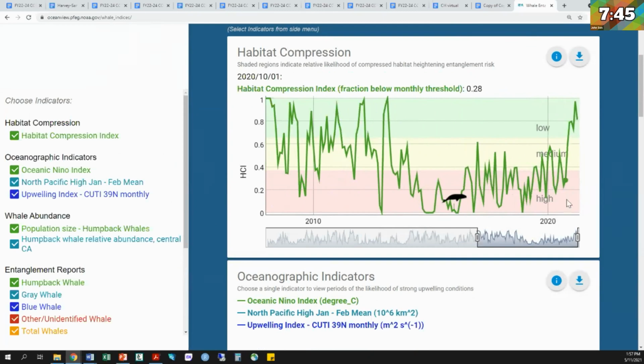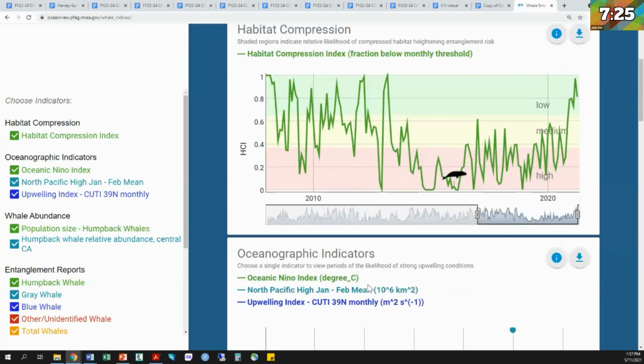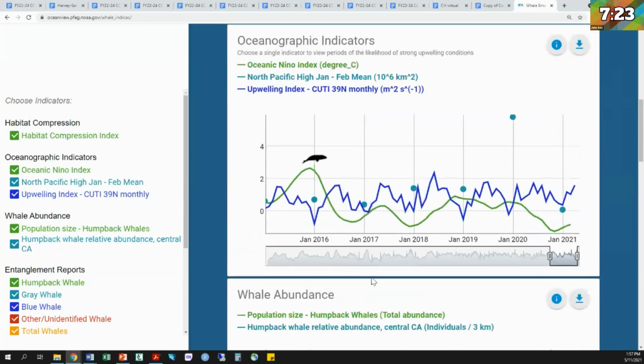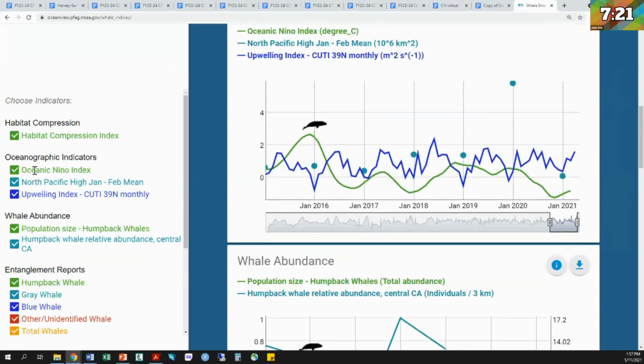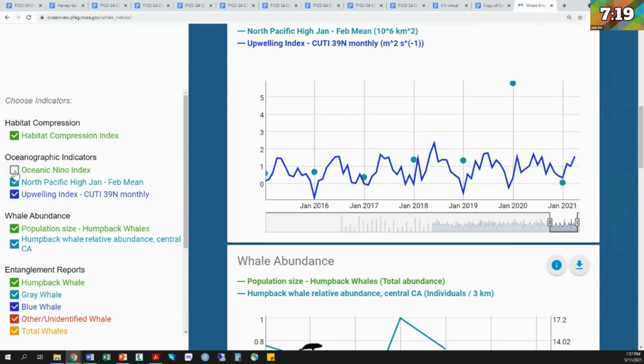If you're in this red zone down here, it's indicative of warm water really squeezed up against the coast, high habitat compression. Up here in the green area, there's lower habitat compression, more cool water, which is better habitat for the whales and their prey, and it keeps the whales out in deeper water, potentially away from where the fishing gear is. And other elements of the site allow you to toggle different indicators on and off.